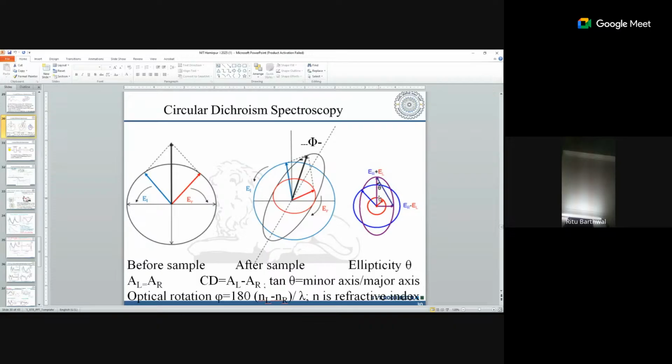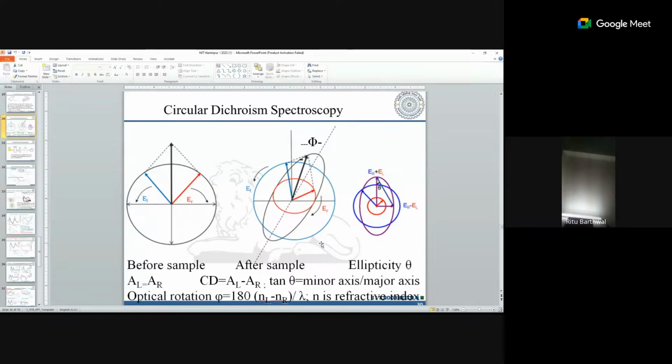As a result, you don't have linear light. You have elliptical sort of light and it is a tilted ellipse. This tilt is called optical rotation. Many of you, I think in your 10th class or in your school time, would have done that cane sugar does optical rotation. This is exactly that. Cane sugar has asymmetric C alpha. So this is the plane of polarization which has got rotated. Secondly, what happens is AL and AR are not equal.